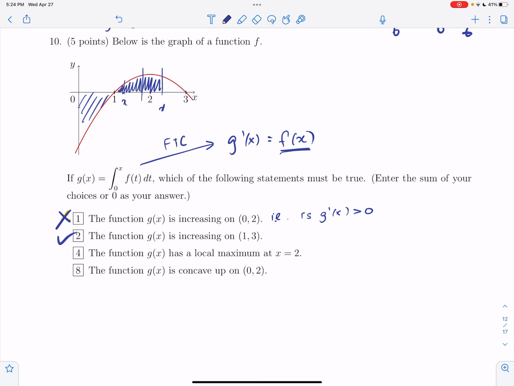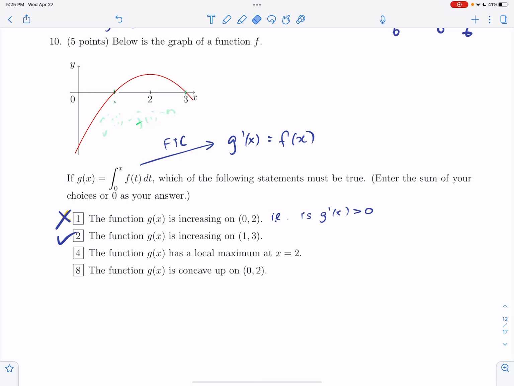Okay. Now, does g have a local maximum at x equals 2? Well, when does a function have a local maximum? A function has a local maximum when its derivative is 0, or its derivative could be undefined. But in this case, the derivative is f of x, and the only spot over here where the derivative is 0 is at 1, and of course at 3 also.